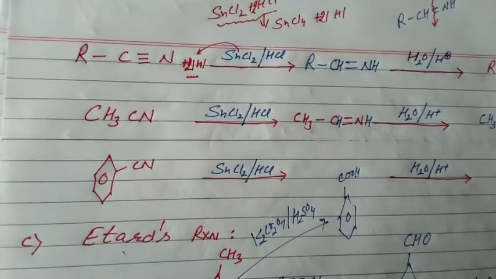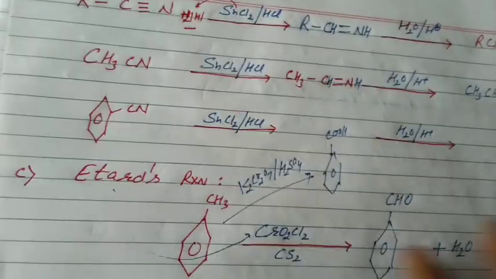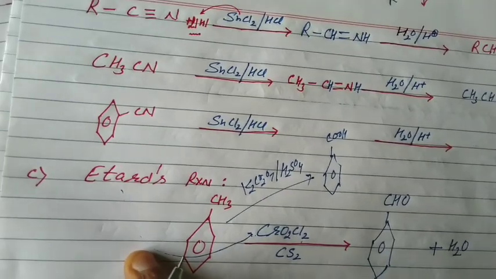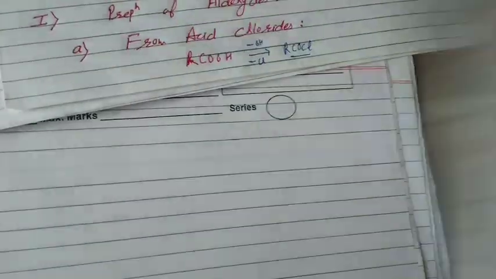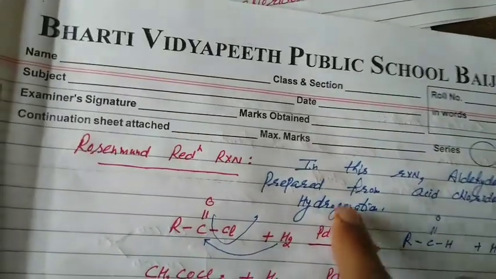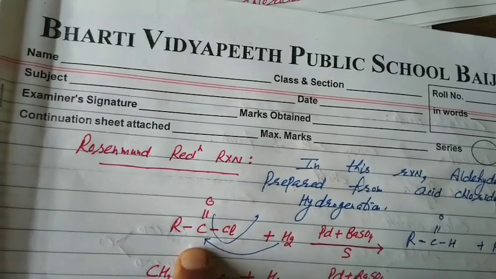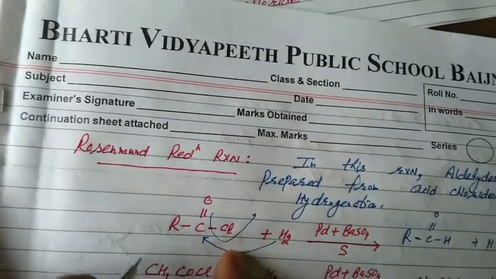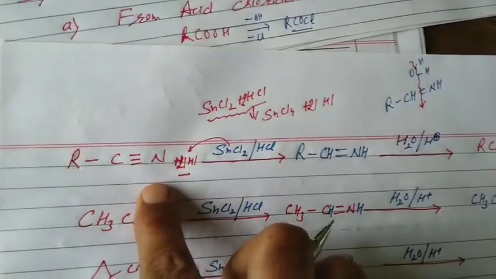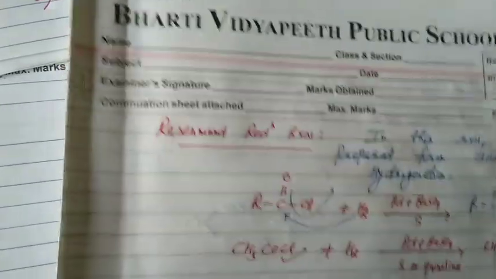The two important ones were Stephen's reduction reaction and Rosenmund's reduction reaction. In Rosenmund's reaction, aldehydes are prepared from acid chlorides by catalytic hydrogenation, while in Stephen reduction reaction they are prepared from alkyl cyanides and the reaction proceeds in two steps. Be careful, these are two naming reactions. Please do these in your notebooks: Stephen's reduction and next Rosenmund's reduction reaction.